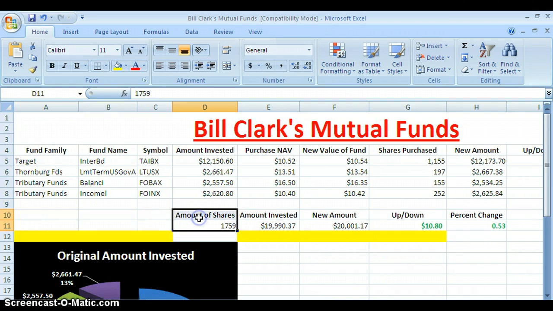Right here you can see the amount of shares that we have purchased overall, which was 1,759. Also, you can see the amount invested overall was $19,990.37. The new amount after the purchase of all the mutual funds was $20,001.17, so we had made money. The gain or loss was $10.80 in the green. The percentage change was 0.53 in the green.